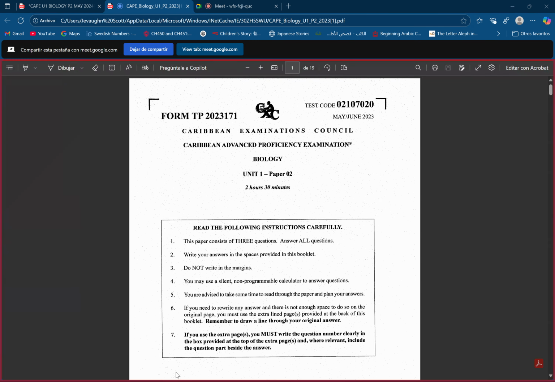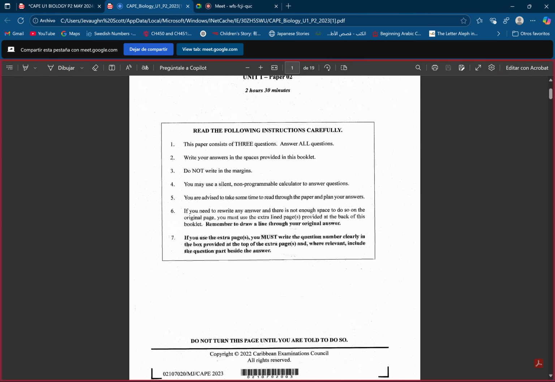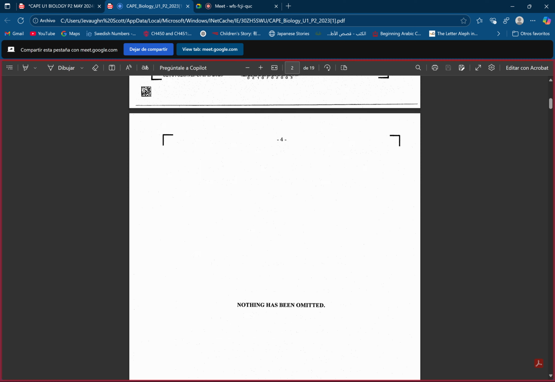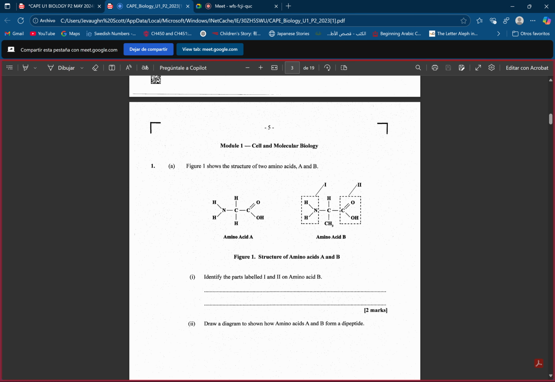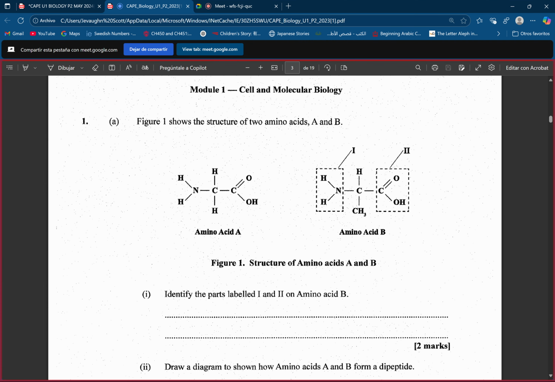So, module one of the 2023 paper. The first question: identify the parts labeled 1 and 2 on amino acid B. What would be 1? Where are my chemists? Where's 1? What's the next part? 2.